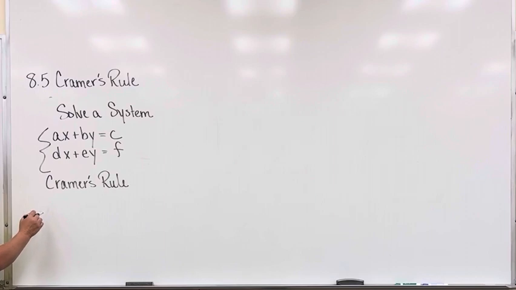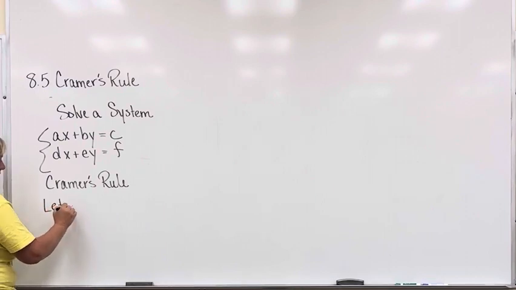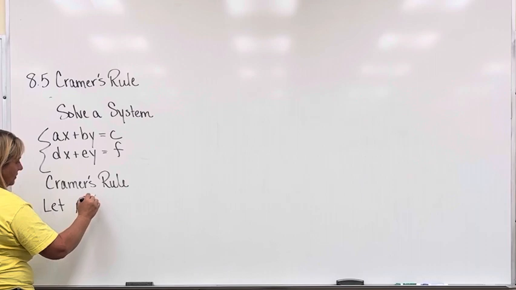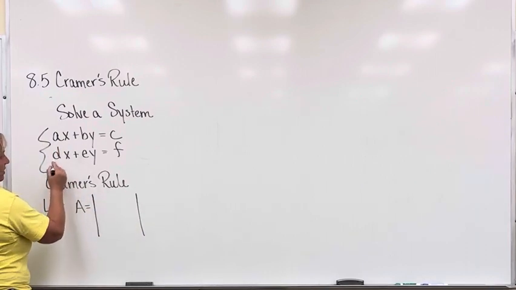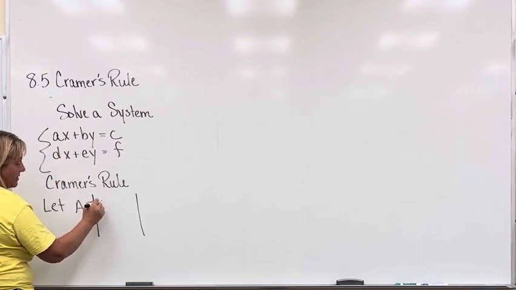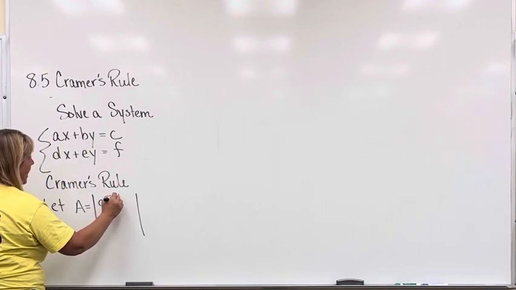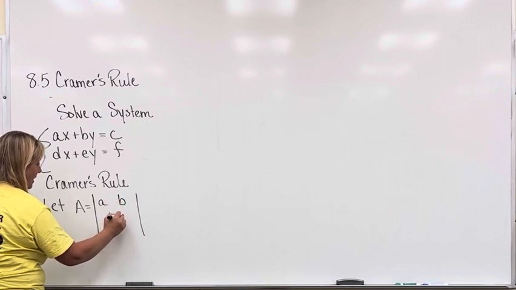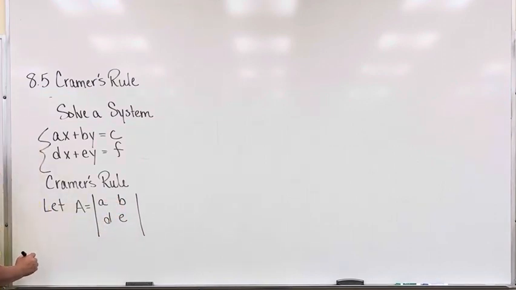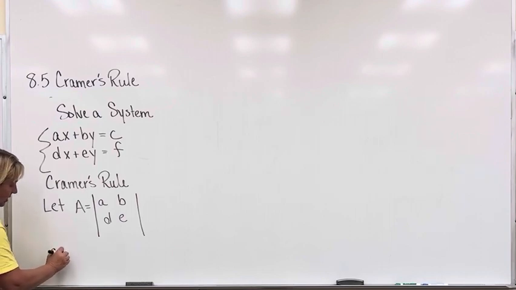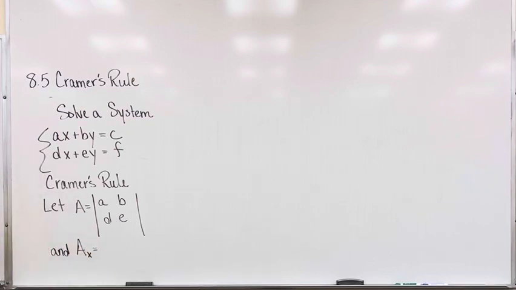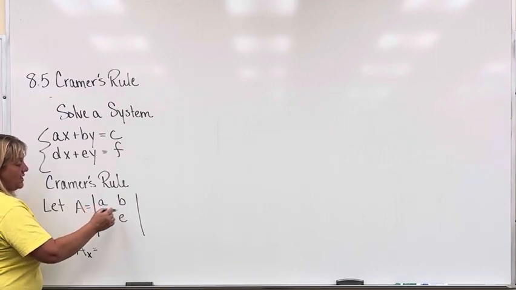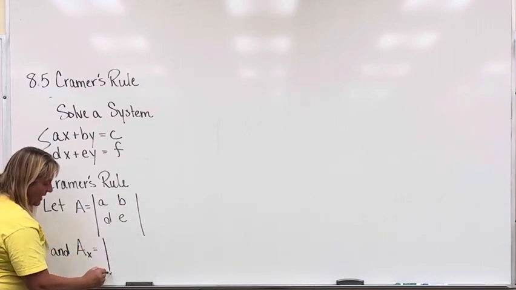So Cramer's rule says, let A equal the determinant of these little guys, the ones that have the X's and the Y's on them. So A is going to be the determinant of A, B, D, E. And now, the book uses different variables, but I like this, it kind of helps me see what's going on here. So we're going to do another determinant. We're going to call this guy A sub X.